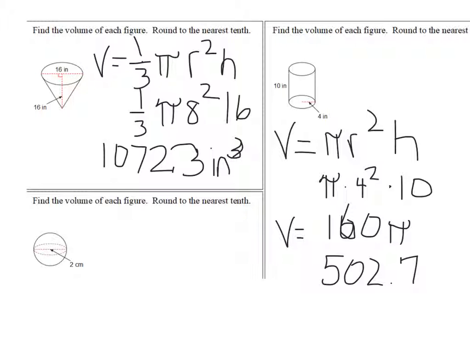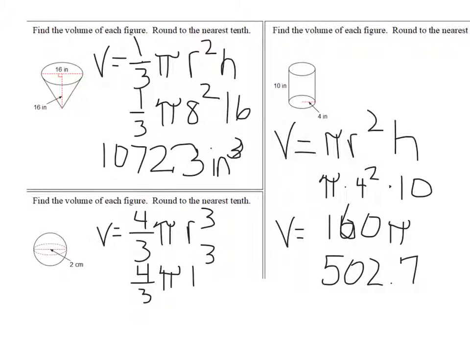Now the sphere, the formula for volume of a sphere is 4/3 pi times radius cubed. It's radius cubed now because the sphere does not have a height. So now I look at my sphere. It tells me that my diameter is 2. That means my radius will be 1. So I need to do 4/3 pi times 1 cubed.